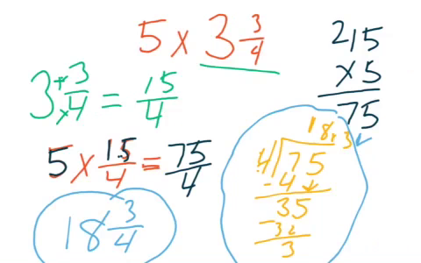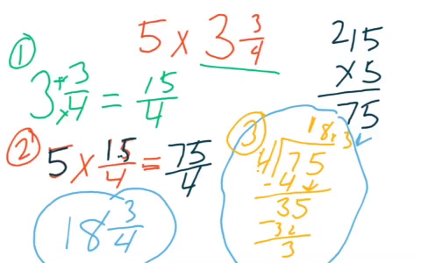If you're going to solve it this way, step number 1 is right here. You turn that mixed number into a fraction. Step number 2, multiply your whole number times your new fraction. Step number 3 is to divide. And finally, step number 4 is to rewrite as that mixed number.